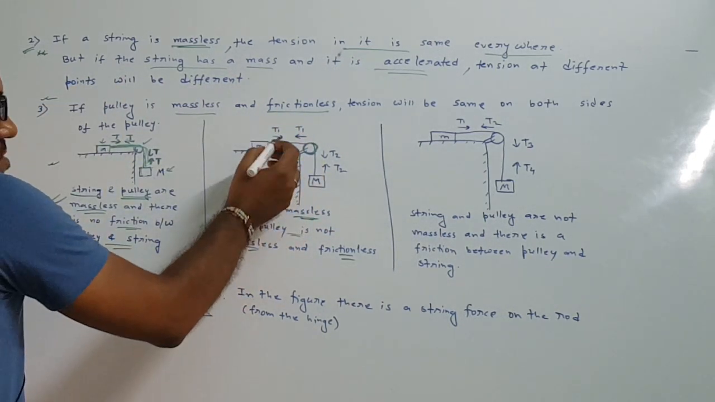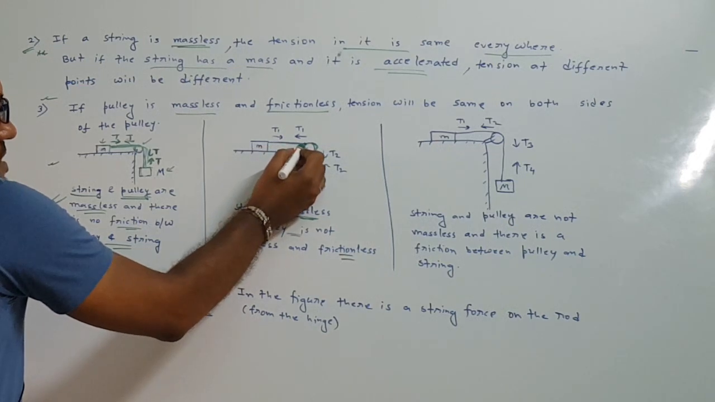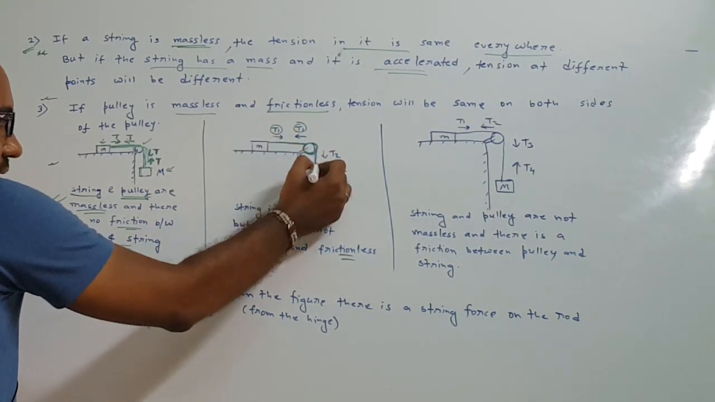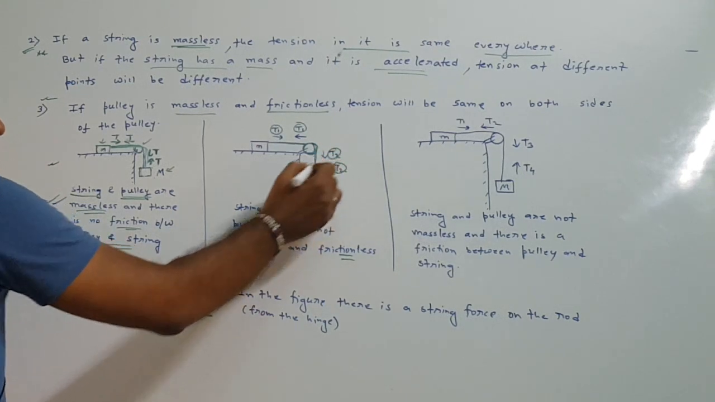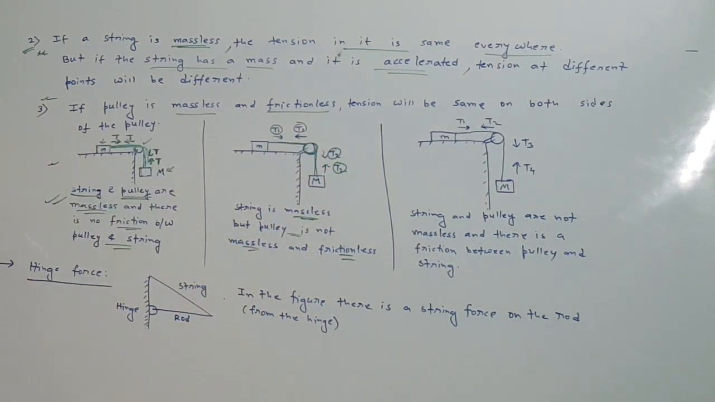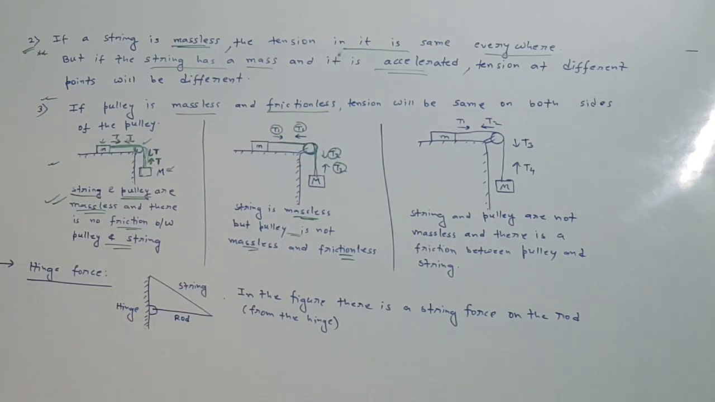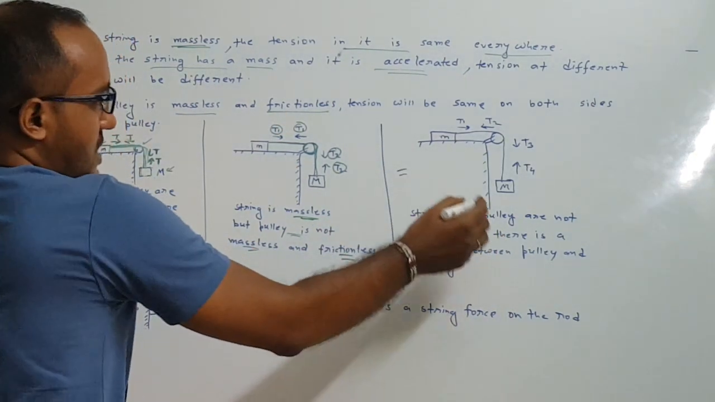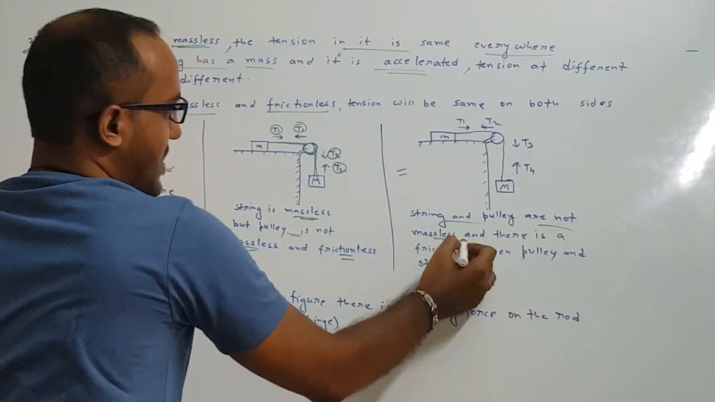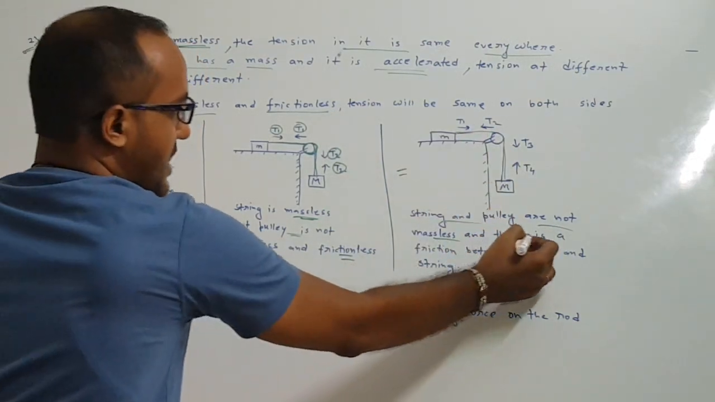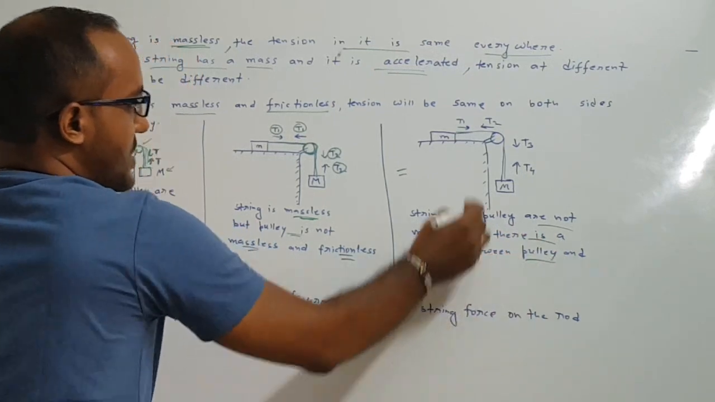In this scenario, you will see that in this part the tension will be the same, that is T1 and T1, and in the other part the tension will be the same, that is T2 and T2, but throughout the string the tension will not be the same. See the third case. In this case, string and pulley are not massless. That means the string has mass and the pulley has mass, and there is friction between pulley and string.